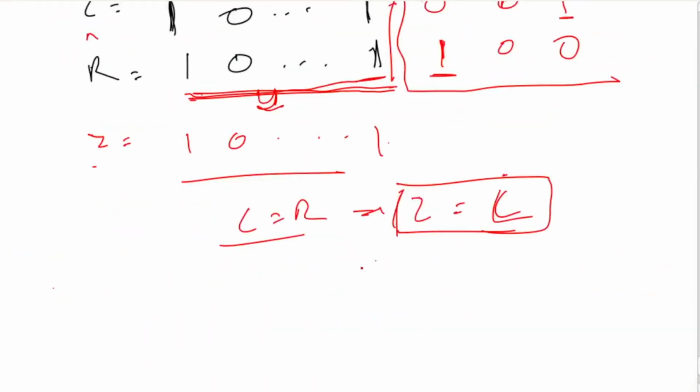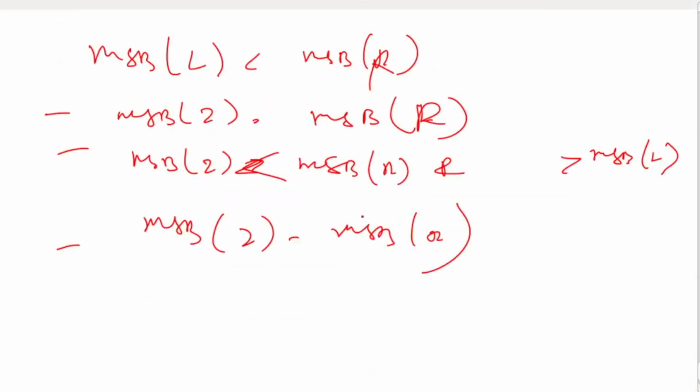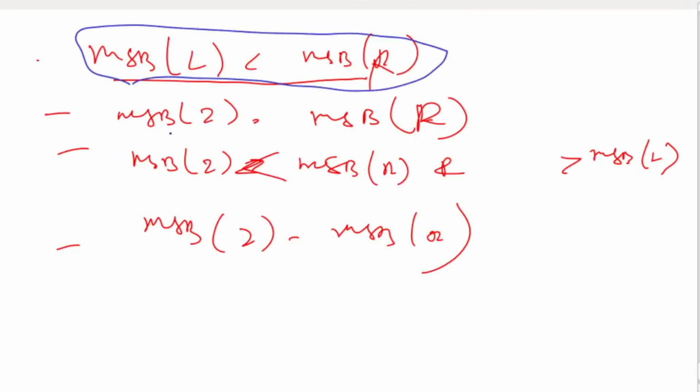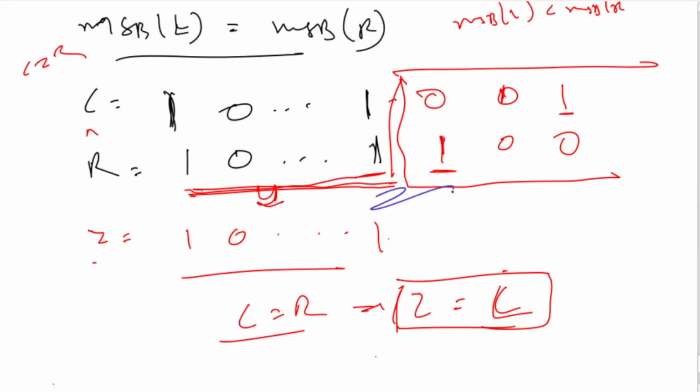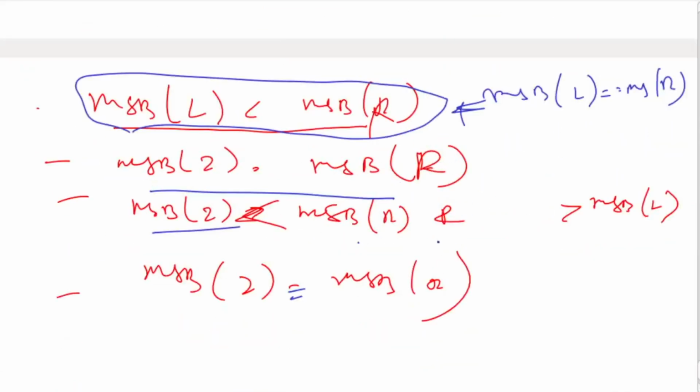Let me repeat what we have done in this video. In this solution, we have taken the first case, that is MSB of L is less than MSB of R, and then we have performed our 3 steps, that is MSB of Z equal to MSB of R, then MSB of Z between MSB of L and MSB of R, and then MSB of Z equal to MSB of L. Then we have reduced the case of MSB of L equal to MSB of R to this case by doing this, and then we have repeated these 3 steps. Then there is the final case of L equal to R.